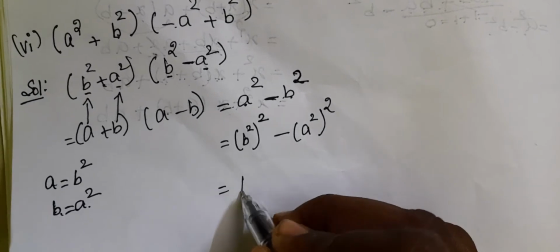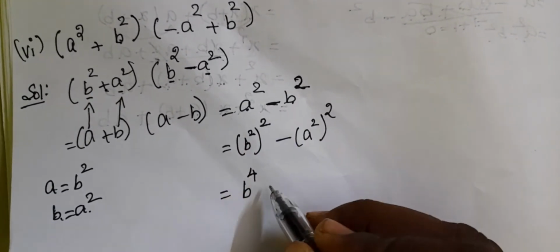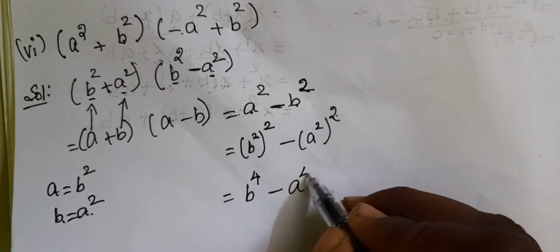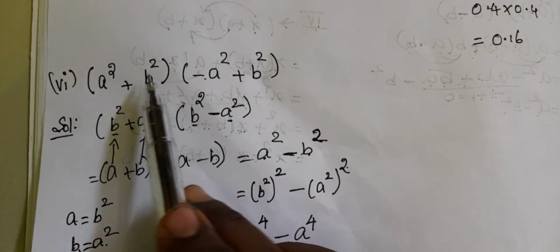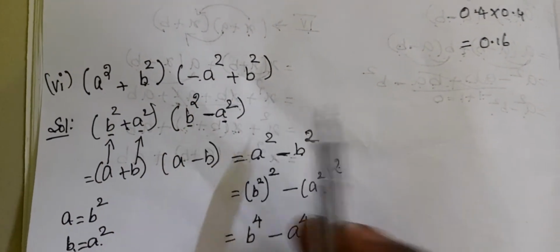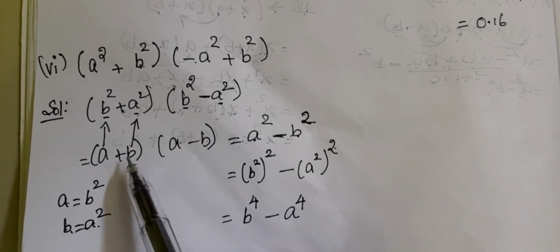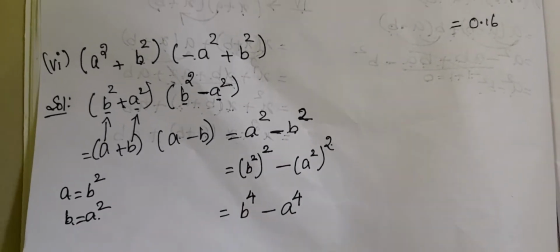Now b power 2 into 2 is 4, minus a power 2 into 2 is 4. So that is the only difference. I have just interchanged the terms. Only then is it convenient to apply the suitable identities. Then we can simplify it.